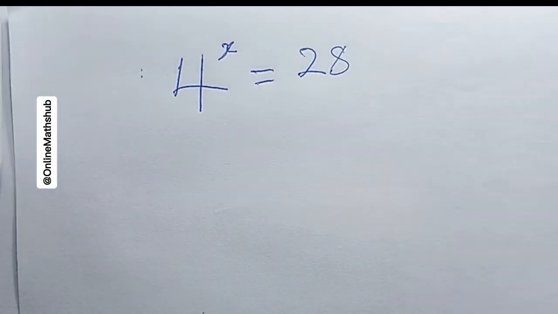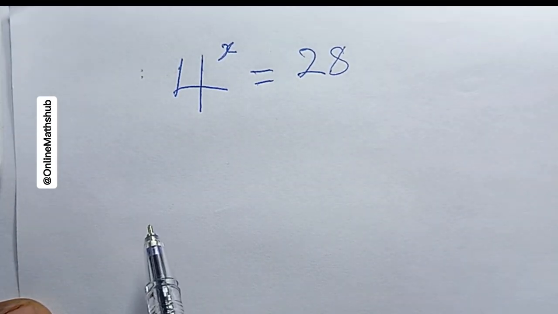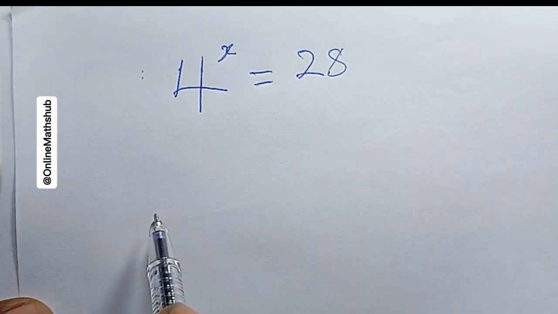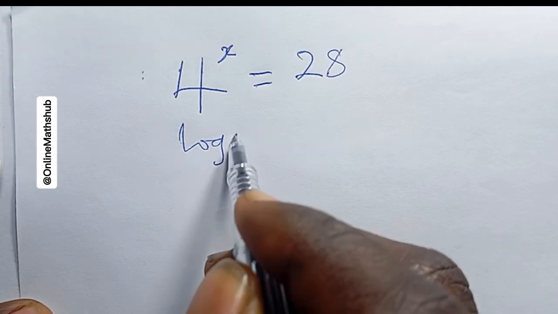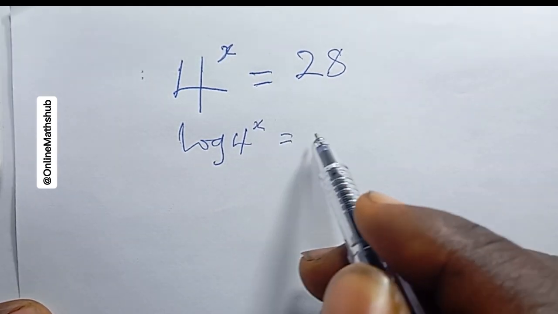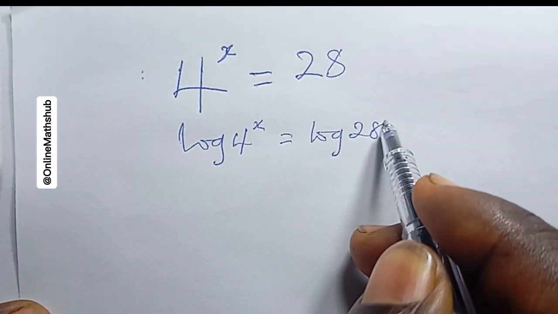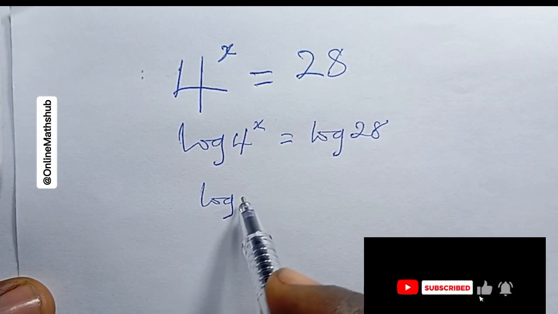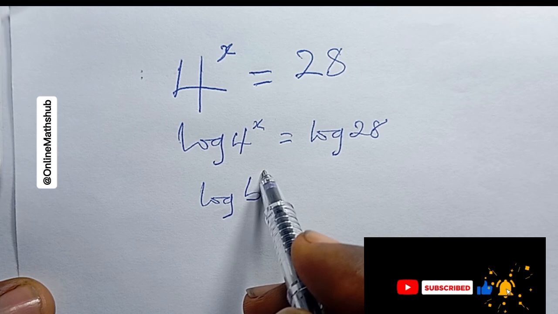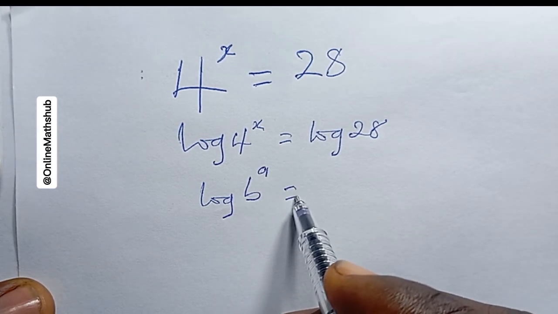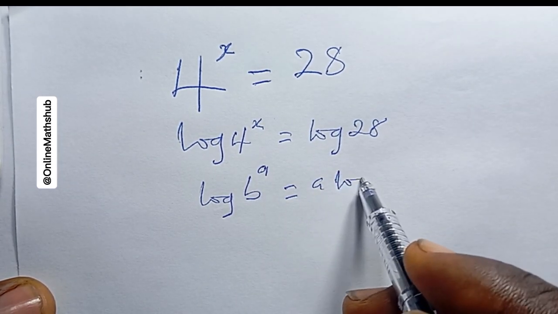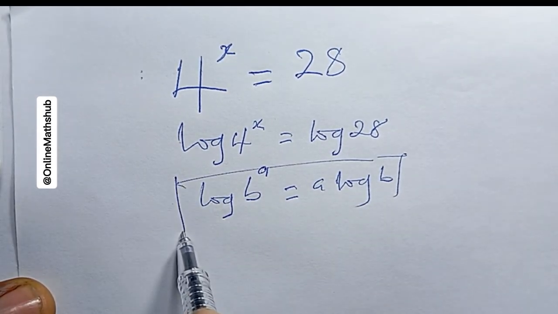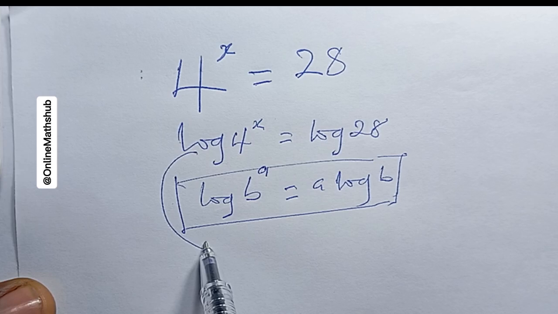We're going to be solving this, and so what we're just going to do is first of all take the log of both sides. So if we do that, we're going to have log 4 power x is equal to log 28. And of course, you can remember the rule of log, which says that if you have log b power a, you can actually write this as a multiplied by log b. Okay, so we are going to be using this to simplify this one.